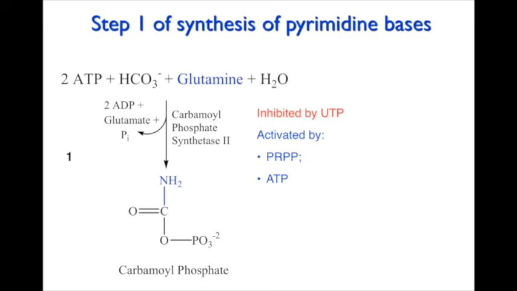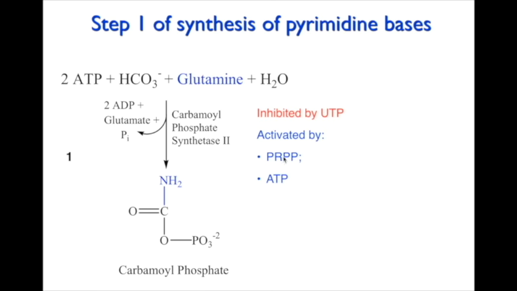Okay, so step 1, this is right at the beginning of the pathway. We have the precursors here forming carbamoyl phosphate. The enzyme that does this is carbamoyl phosphate synthetase 2, which is inhibited by UTP in red, and it's activated by PRPP and ATP in blue.